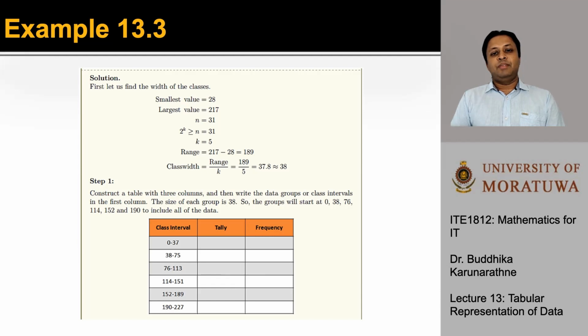Now, since we have the class width, you can come up with the class intervals, and in the next step you can come up with the tally and the frequency as well. You construct a table with 3 columns, and in the first column you include the class interval. So from 0 to 37, that is our first class, then from 38 to 75, 76 to 113, and so on. So, classes with equal widths.